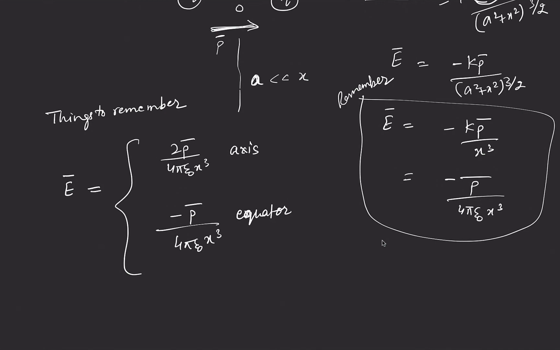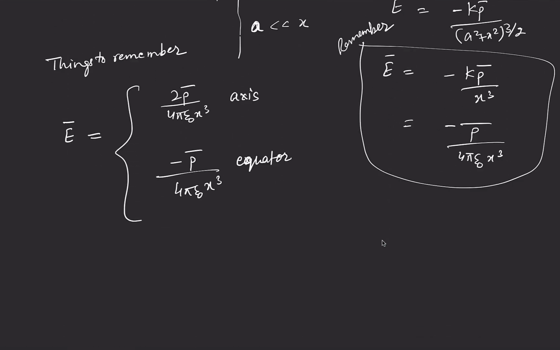This is something that might be asked as one of the difficult questions in mains, but it's kind of an advanced concept. Now, given an electric dipole and given a point x, let's say, which is very far. We are assuming we are calculating this only for x greater than a. So this is an electric dipole placed here with dipole moment p.